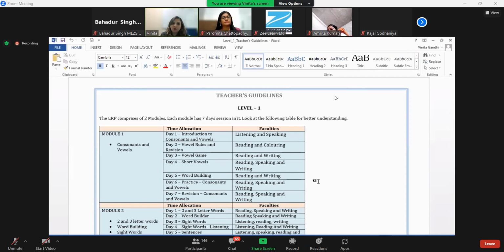If you see, module 1 has consonants and vowels as my topic, right?